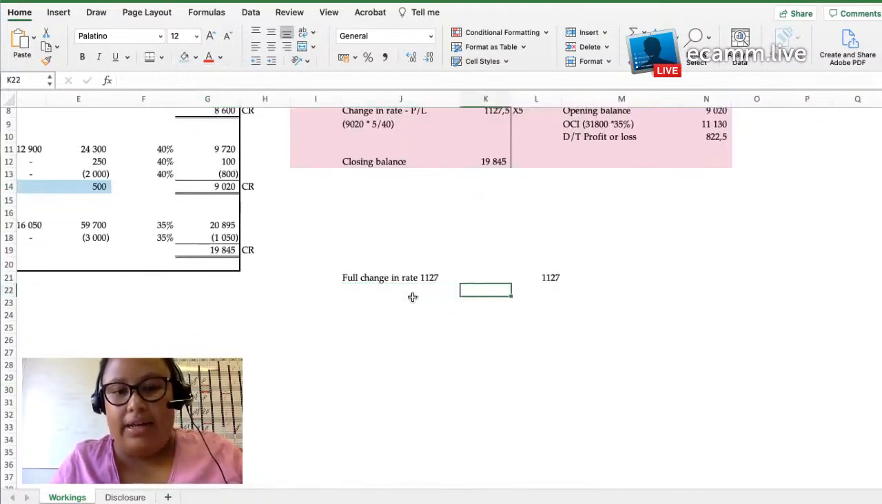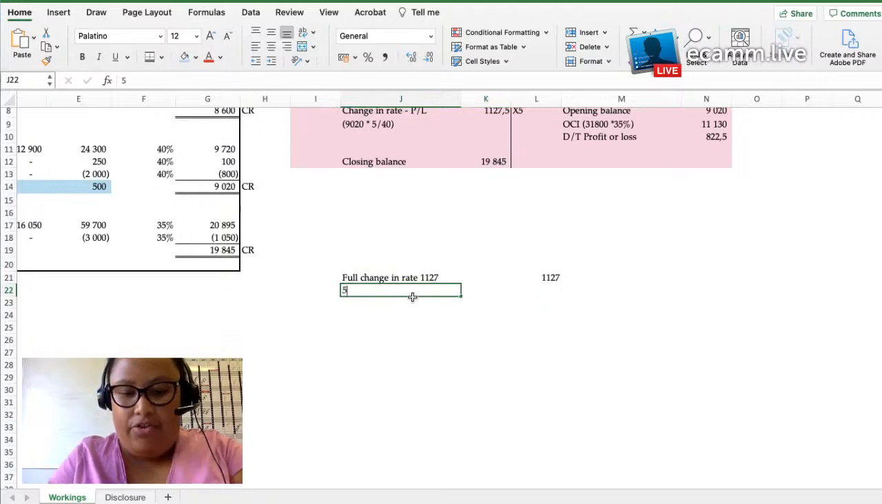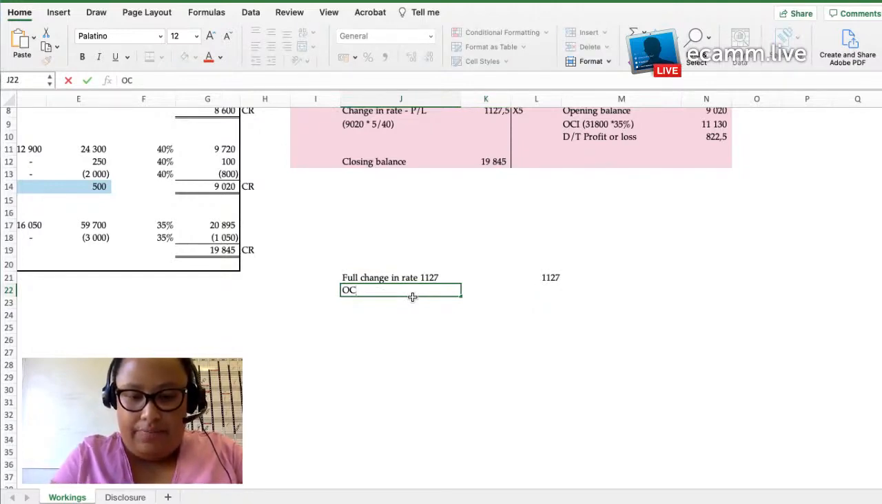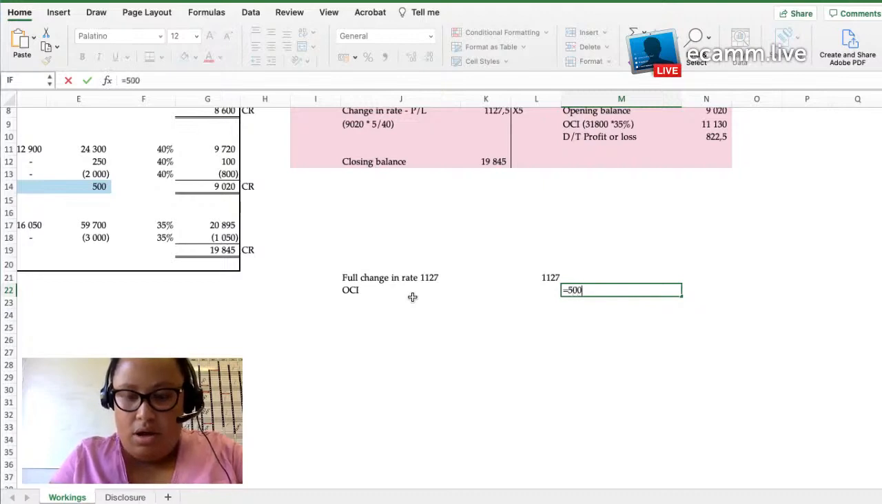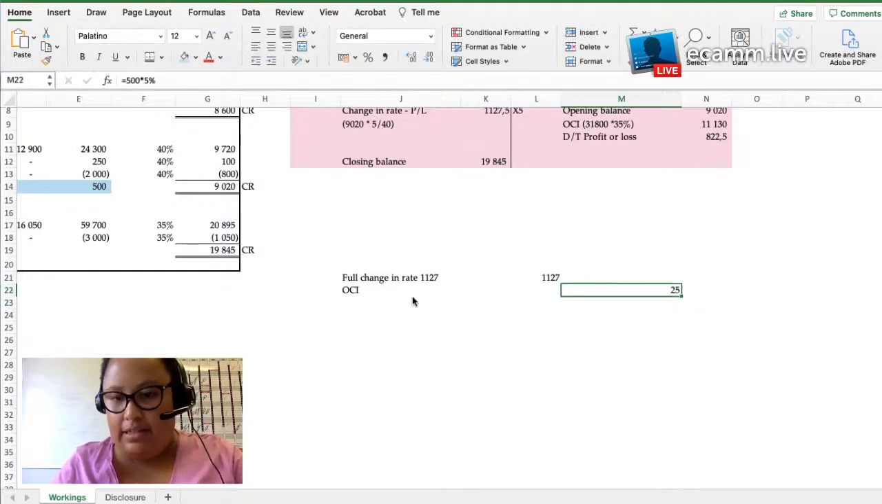So then you would go and calculate, on that 500, for the OCI, what is the impact of the change in rate? It would be 5%, right? That's the difference.